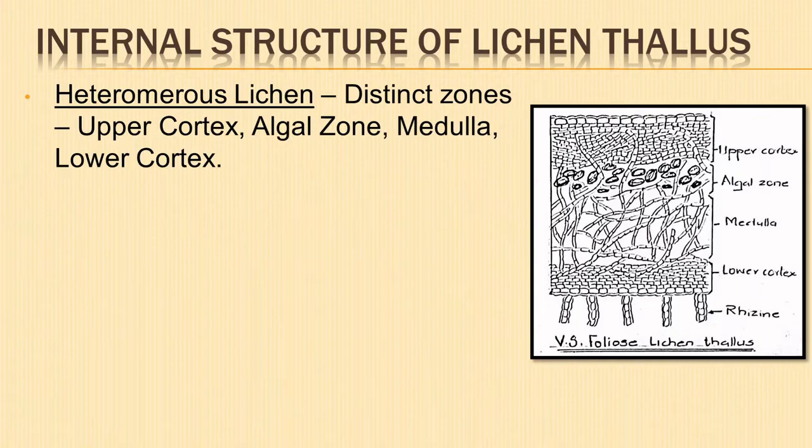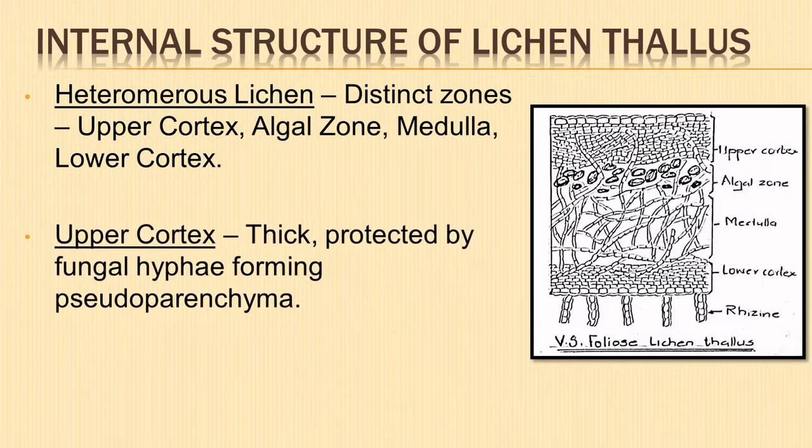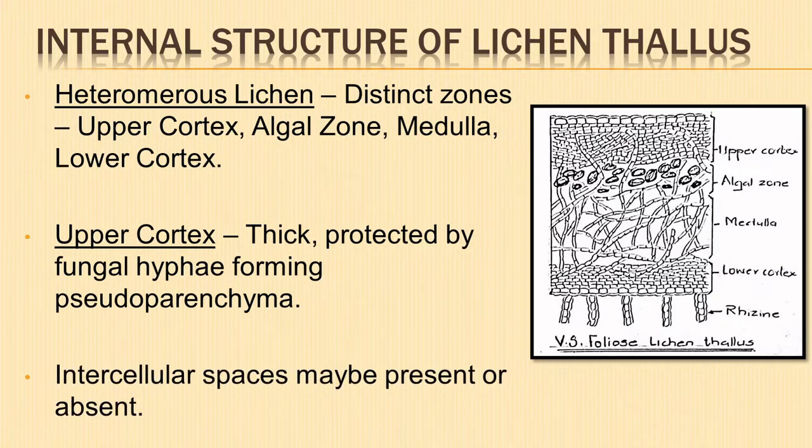Structure of heteromerous lichen thallus. The thallus of Xanthoria shows distinct zones with algal component restricted to a specific zone. The four zones are upper cortex, algal zone, medulla, and lower cortex. The upper cortex is thick and protective, with fungal hyphae forming a compact, interwoven, tissue-like layer called pseudoparenchyma. Intercellular spaces may or may not be present.